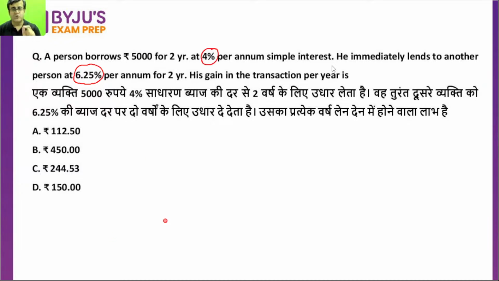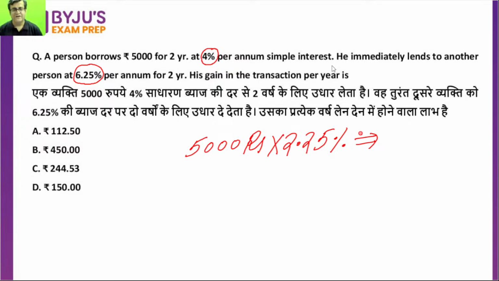So how much is the gap? 2.25. So total money 5,000 rupees. I will pay 4% and I will get 6.25%. So the gap is 2.25%. This is my profit. I will give 4%, I will take 6.25%. So the gap of 2.25% will give you the total profit. That's it.